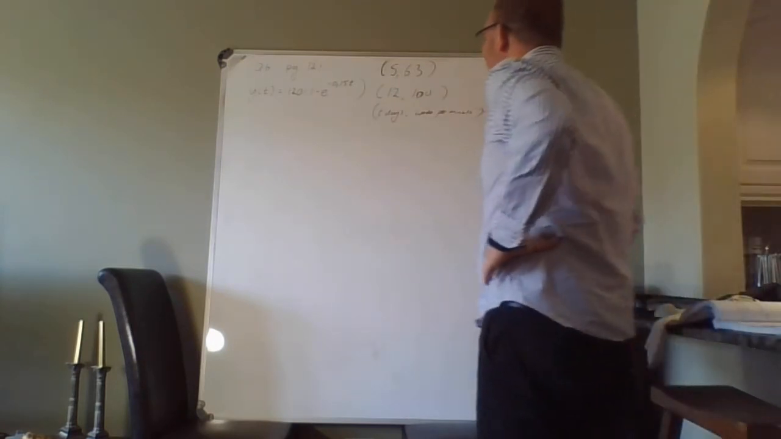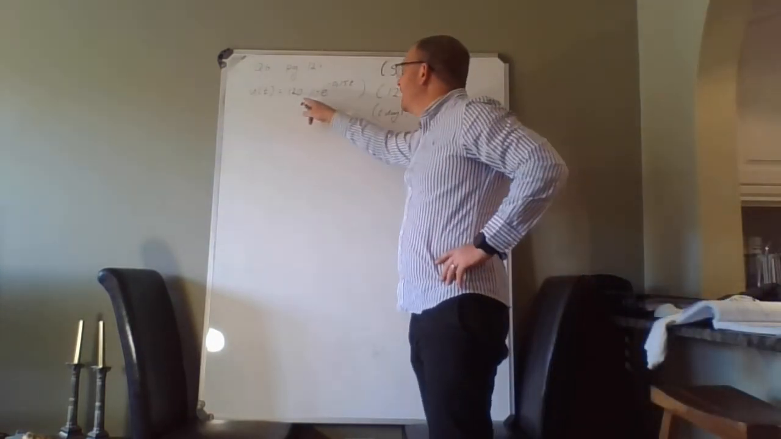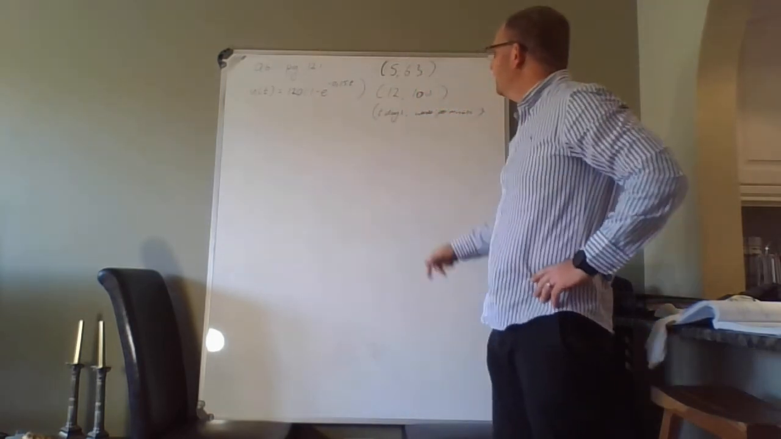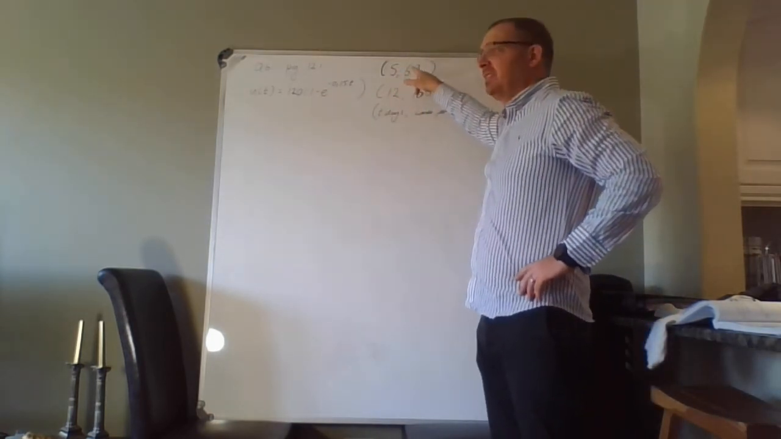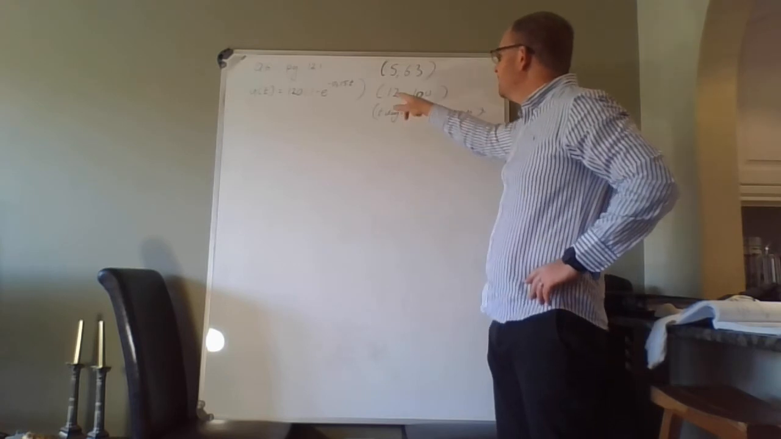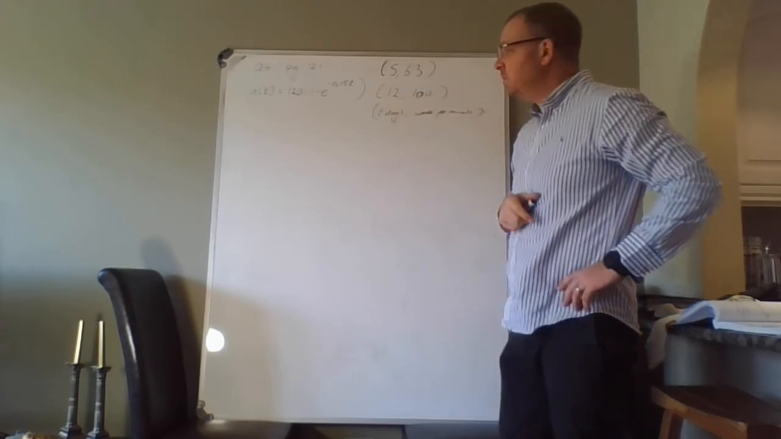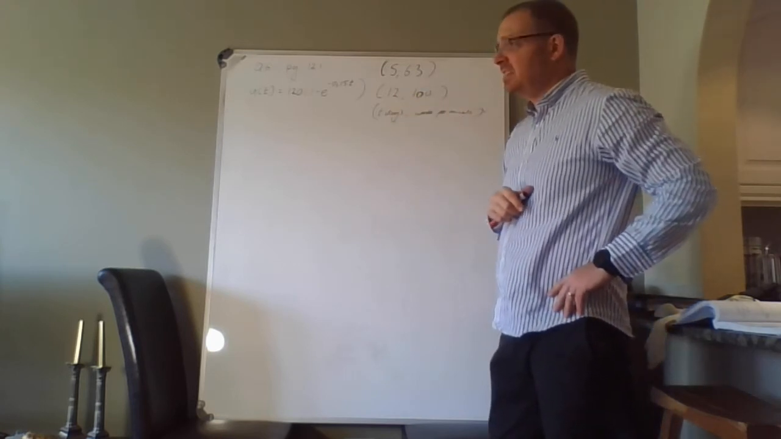Right. So we've got words per minute typed equal to that formula. We worked out that after 5 days, they typed 63 words per minute, and after 12 days, they were typing 100 words per minute. And now we're asked to sketch that graph.